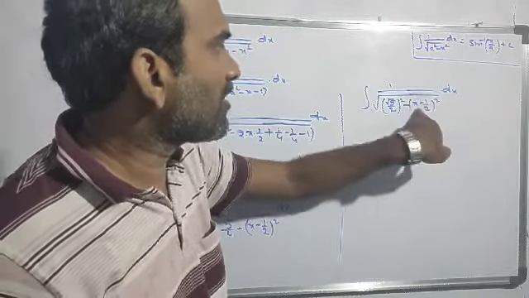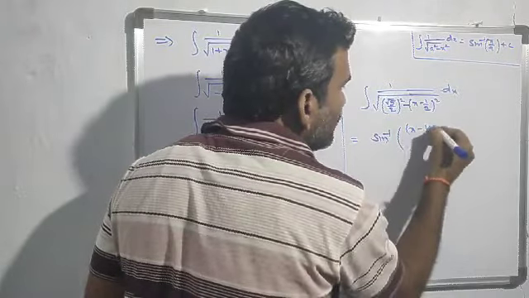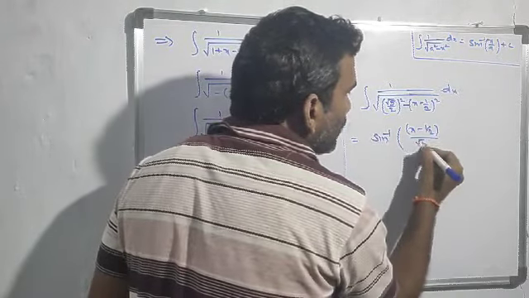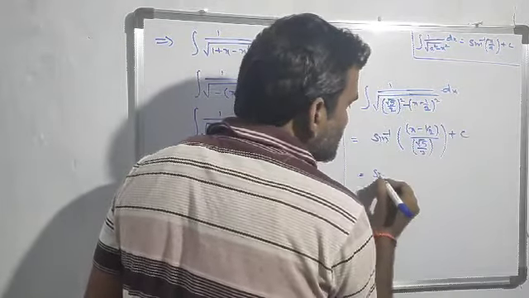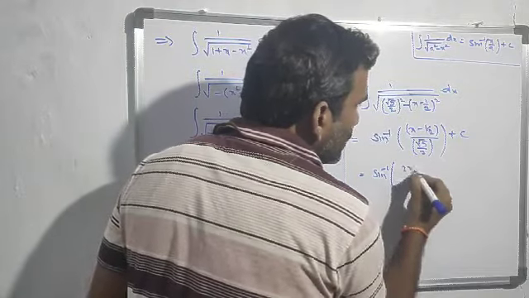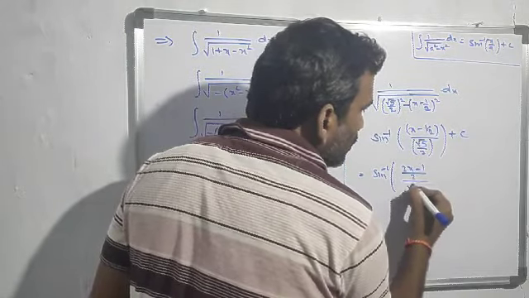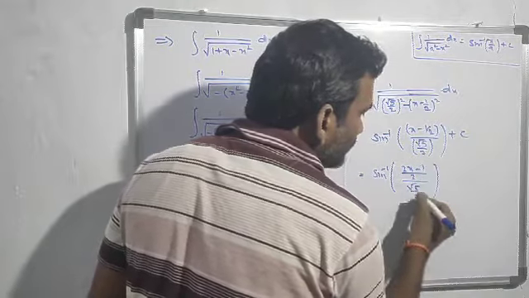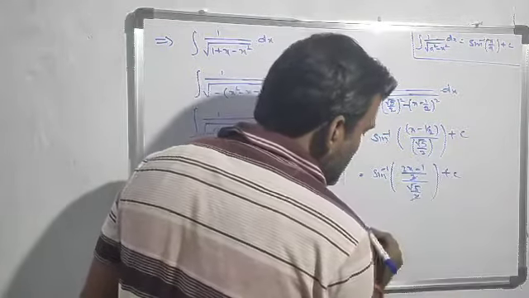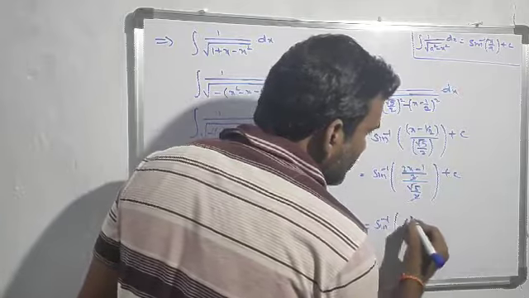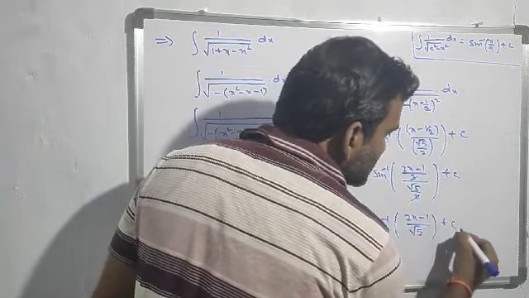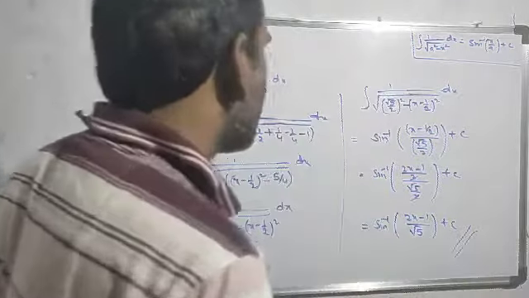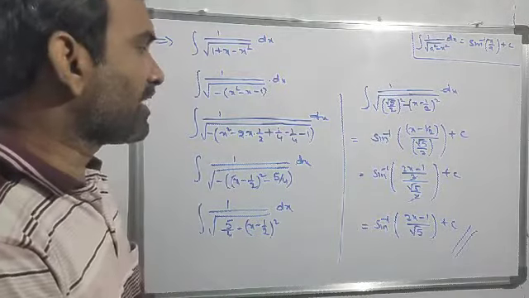Our answer is sin inverse of x by a. In the place of x I am having this value. In the place of a I am having root 5 by 2. Plus c. So sin inverse of 2x minus 1 by 2 root 5 by 2. 2 gets cancelled, plus c. So our final answer is sin inverse of 2x minus 1 by root 5 plus c. Okay, so this is our final answer.